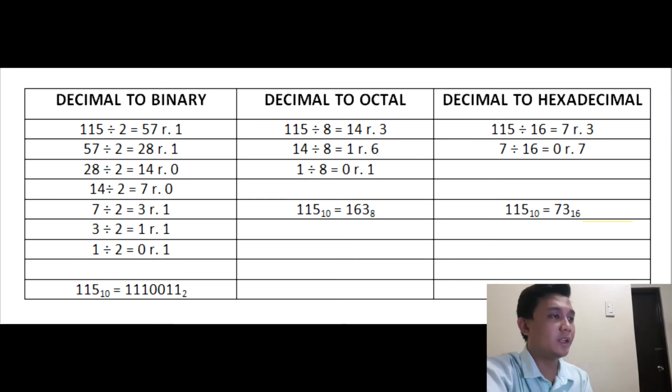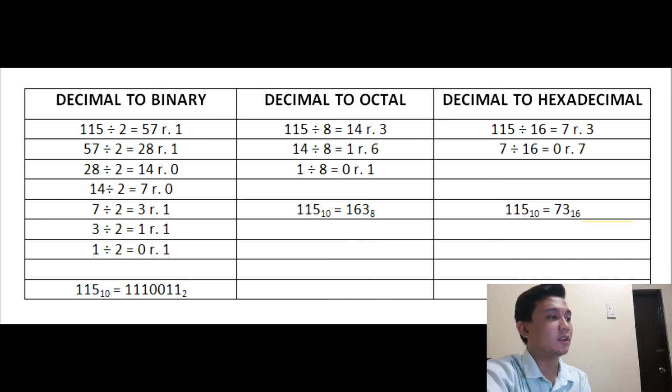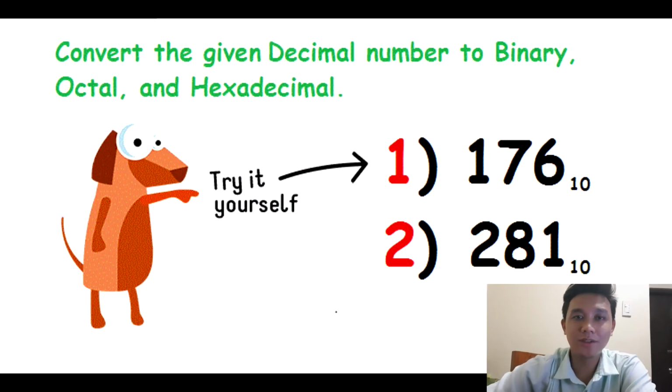Decimal conversion to binary, decimal conversion to octal, and decimal conversion to hexadecimal all follow the same procedure, but they only differ in terms of divisor because the three number systems have a different base or radix. So before we proceed to another conversion, let's have some exercises. Convert the given decimal number to binary, to octal, and to hexadecimal. You can check your answer in the description below.